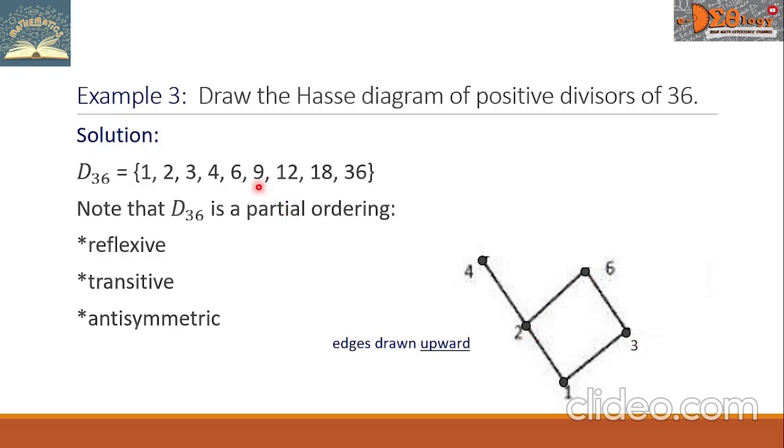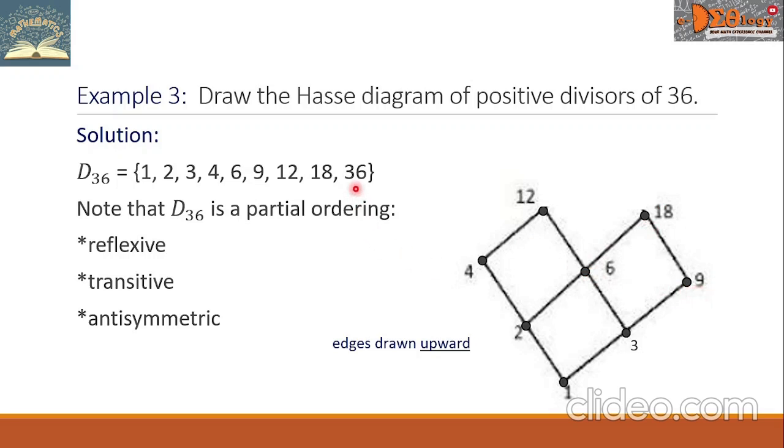Then element 9. This 9 will be connected to dot 3 because 3 divides 9. Next, element 12. The number 12 can be divided by 4 and 6. So we connect dot 12 to the two numbers, 4 and 6. Next element is 18. This 18 can be divided by 6 and 9 respectively. So dot 18 is connected to dot 6 and dot 9.